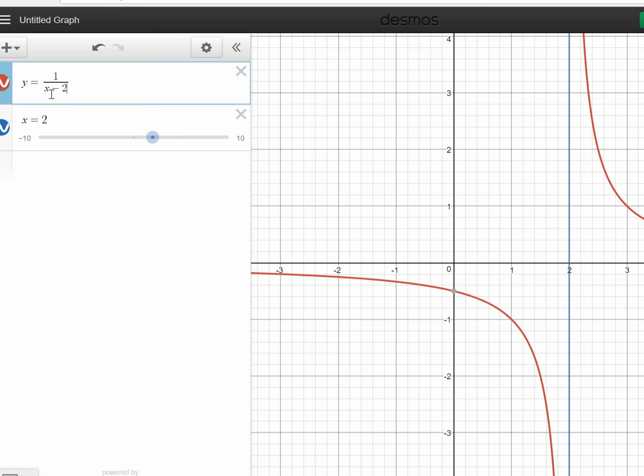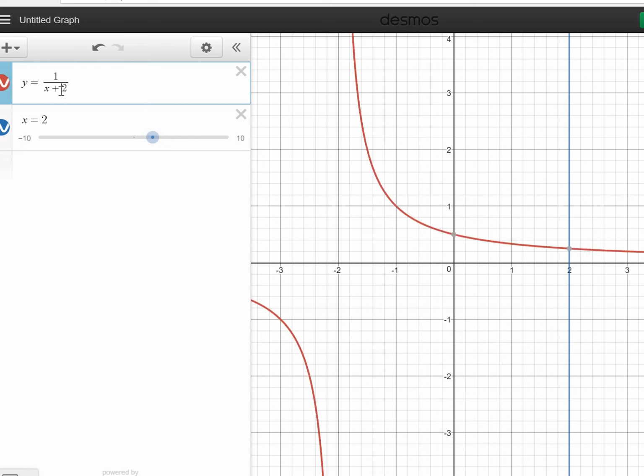So plussing or minusing within the denominator of the fraction will result in our graph moving left or right. If it was a plus 2, we would not be able to have the value x equals -2, because -2 plus 2 would give us 0 here. And we can see on the graph that this blue line, x equals -2, is the vertical asymptote of our hyperbola. So let's go back and summarize this with a few little sketches.